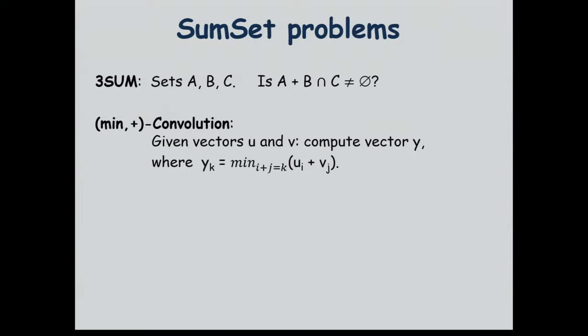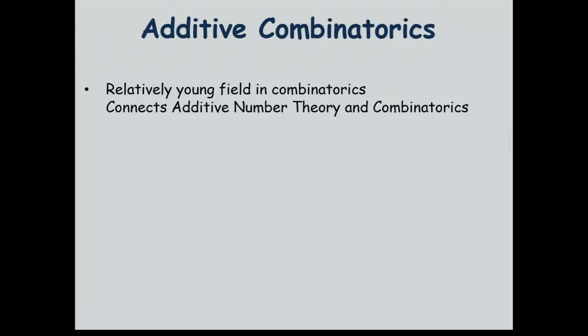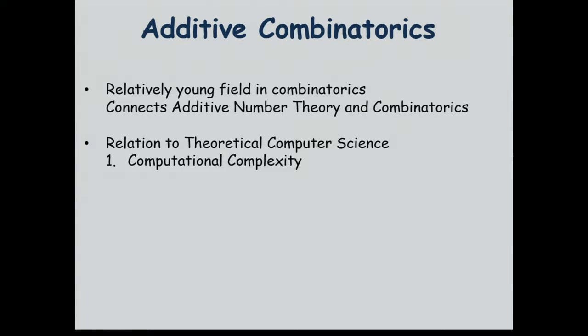So you have these two problems which are sort of SumSet problems, and we took a look at the math of these SumSet problems, and this leads us to a field in math called Additive Combinatorics. Additive Combinatorics is a relatively young field in combinatorics. It connects additive number theory and combinatorics, and it has relations to theoretical computer science. It's been used in computational complexity to show all kinds of lower bounds, and it's also been used to show combinatorics of certain graph problems.